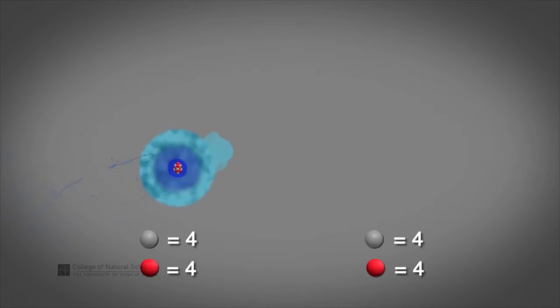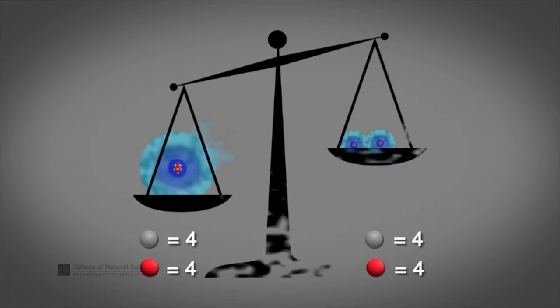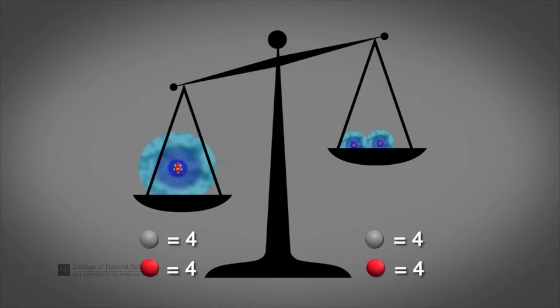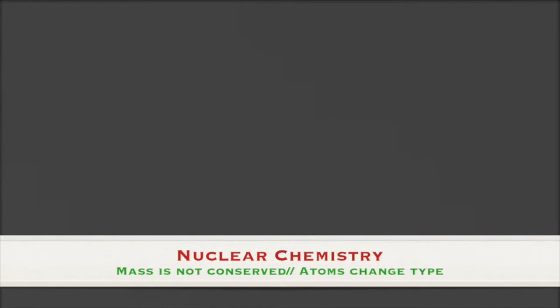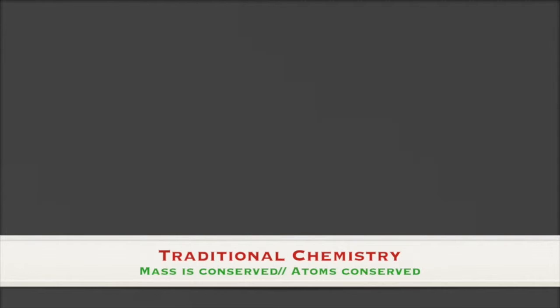All of these changes involve massive changes in energy. Energy changes which are tens or hundreds of thousands of times larger than in a typical chemical reaction. Because these energy changes are so big, we actually get a measurable change in the mass between the products and the reactants in the reaction. And that's because mass and energy are related by the theory of relativity. And so nuclear reactions don't conserve the mass, where we typically say chemical reactions do.